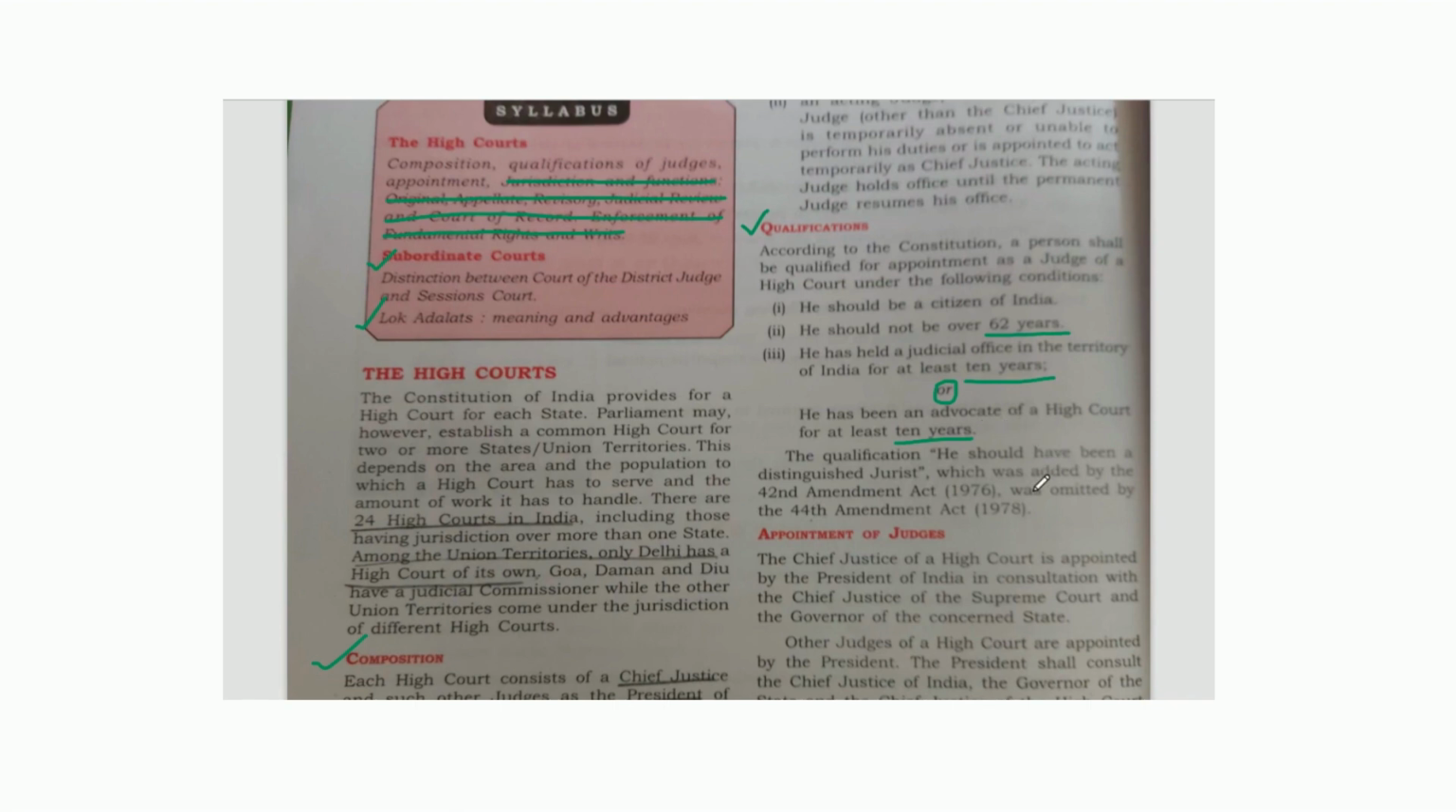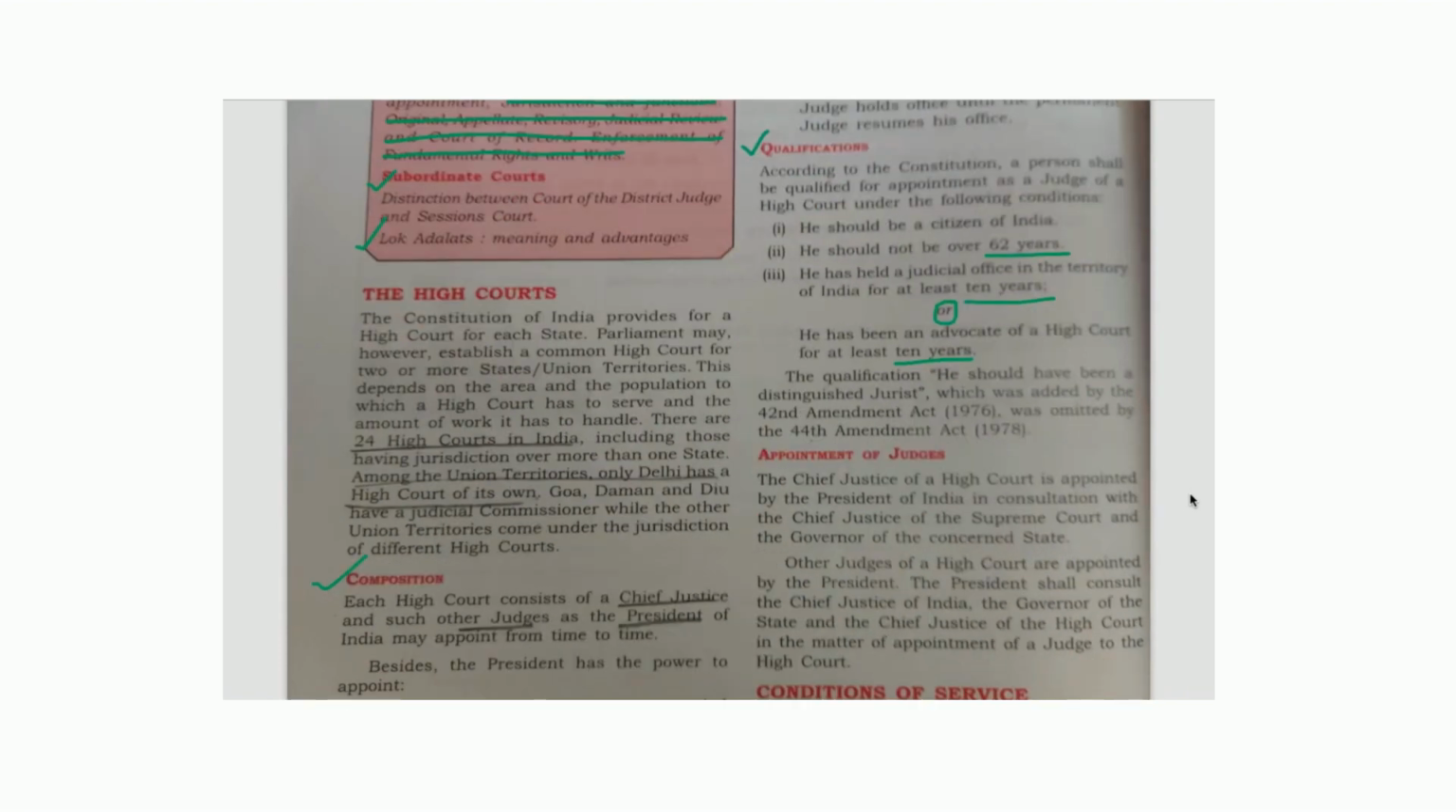Now, when you do the Supreme Court chapter, there is a qualification that he should be a distinguished jurist in the opinion of the president, but that is not in the case of the High Court judges. So don't write it in case you're asked the qualification of a High Court judge, and that's specifically mentioned here also. That qualification is removed for High Court judges.